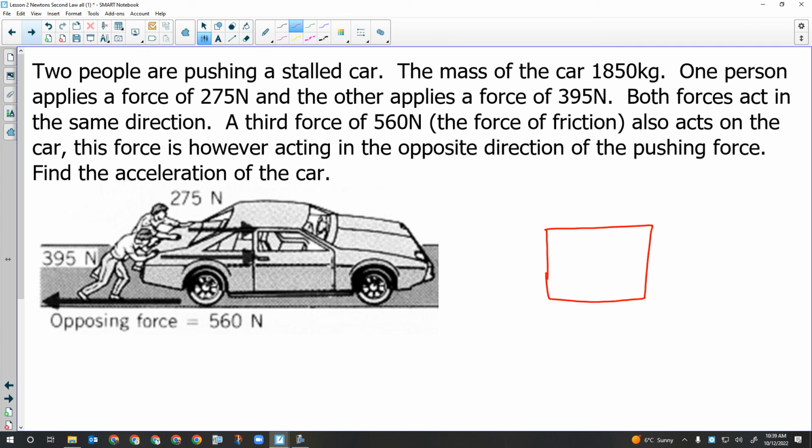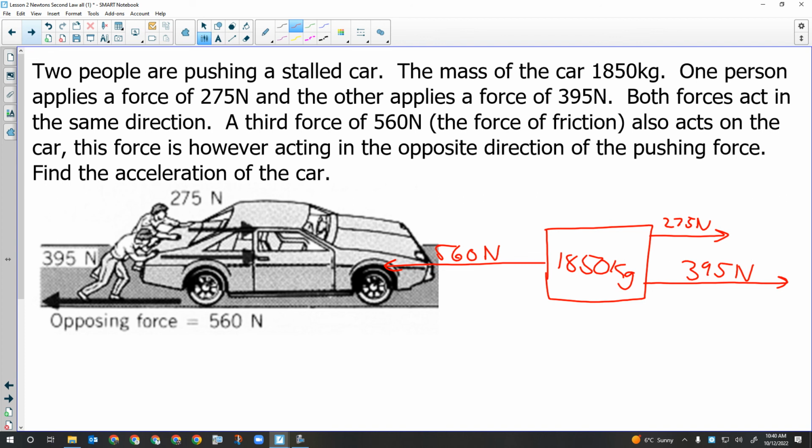Okay, so I start out by drawing my free body diagram. 1,850 kilograms. All right, the forces involved are the two people, one of whom is pushing with 275 newtons, and one who is pushing with 395 newtons, so one Hercules and one assistant. Okay? And we know that friction is opposing with 560 newtons worth of force. All right, so now I've got my free body diagram.